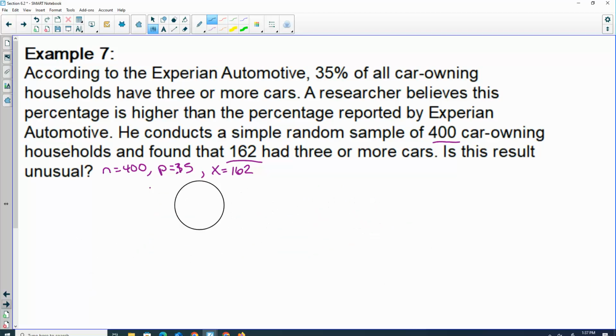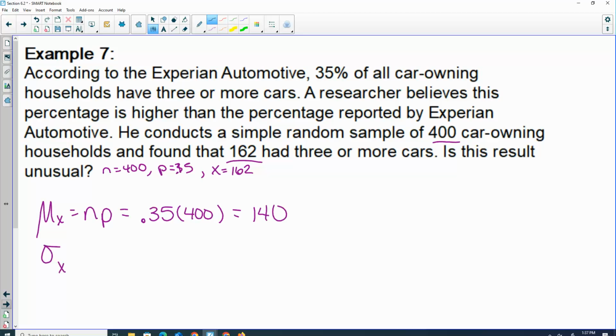Isn't that ridiculous? So, let's find the mean and standard deviation. This is a good review for Monday as well. Remember, if you look back in your notes, the mean for a binomial distribution is just n times p. So 0.35 times 400 gives us a mean of what? 140.